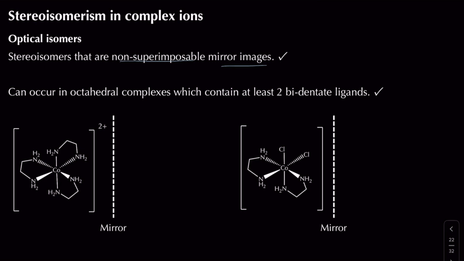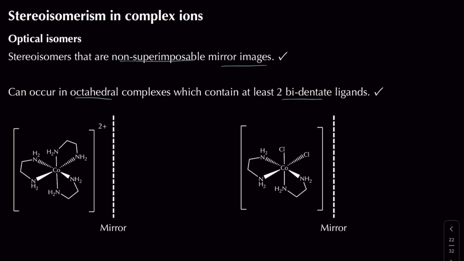In order to find out if something has an optical isomer, you need to think about it. First of all, is it octahedral? Octahedral complexes are the only ones in the OCR A chemistry spec that have optical isomers. And does it also have at least two bidentate ligands? In this example, I've got three bidentate ligands, the ethane-1,2-diamine ligands.